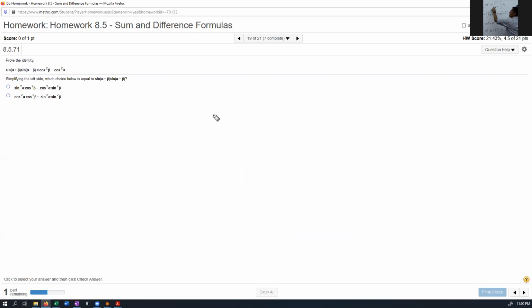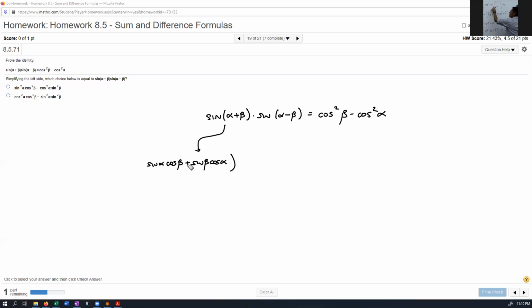All right, so sine of alpha plus beta times sine of alpha minus beta equals cosine squared beta minus cosine squared alpha. Let's prove this. Okay, so the first one, this right here becomes sine alpha cosine beta plus sine beta cosine alpha. Now all of that is multiplied times this one, which is sine alpha cosine beta minus sine beta cosine alpha. And now I can FOIL.